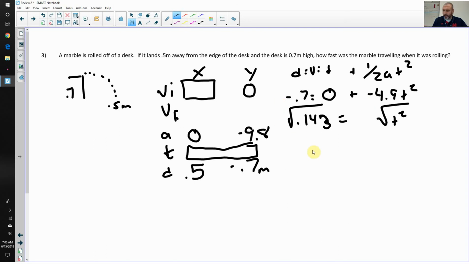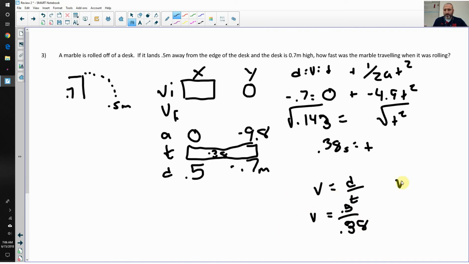And that will be 0.37 seconds, 0.377, so let's go to 0.38 seconds equals t. So now my time is 0.38 seconds. And now I know v equals d over t for the x stuff. I'm looking for the velocity. I know the distance, or the displacement, is 0.5 meters. I know the time is 0.38 seconds. 0.5 divided by 0.38 should be 1.31 meters per second.